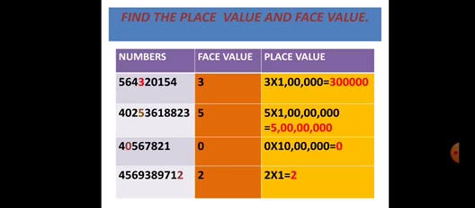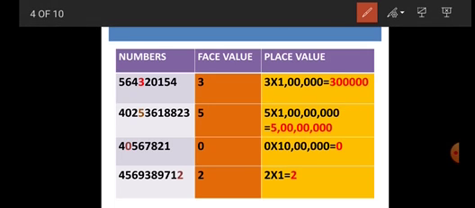Find the place value and face value of the colorful digit. The first example, the colorful digit is 3. The face value of 3 is 3. And the place value of 3: ones, tens, hundred, thousand, 10,000, lakh place. 3 multiplied by 1 lakh equal to 3 lakh. And the face value of 3 is 3. The face value of the digit is the digit itself.